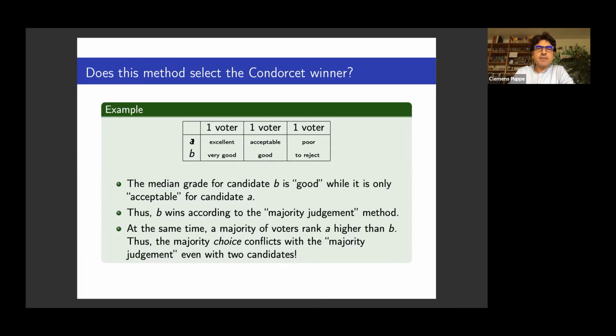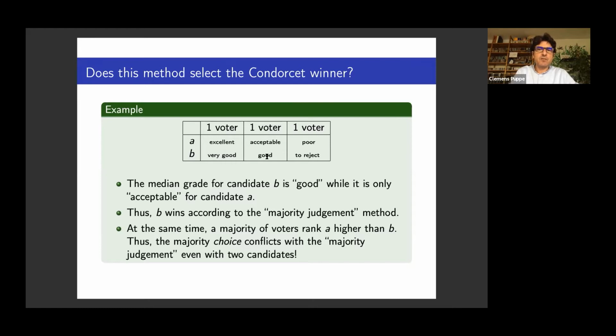Suppose there are three voters and now only two candidates, and you would think, well, with two candidates, we know there is not a problem. We should simply vote by majority or take the Condorcet winner. With two candidates, the Condorcet winner is something very simple. It is the candidate who receives the majority. But now suppose that one voter says A is excellent, B is very good. One voter says A is acceptable, B is good. And one voter says A is poor, but B is to reject. Now, the median grade for B, look at it, very good, good, to reject.